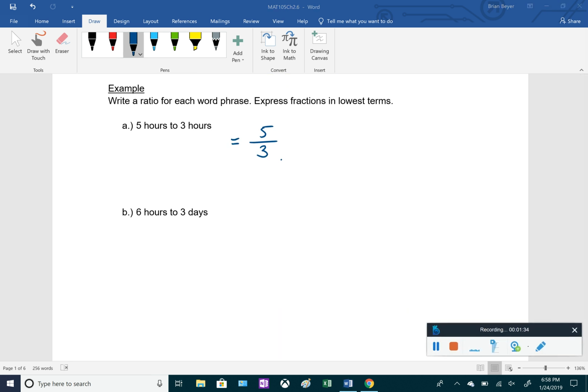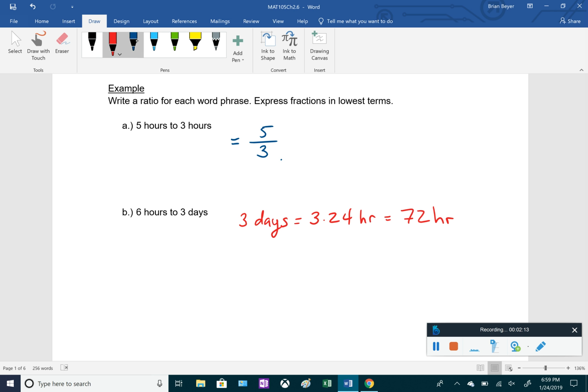For the next one, we have 6 hours to 3 days. This time we need to get either hours into days units or days into hours. It's going to be a little bit cleaner if we rewrite 3 days into hours. There are 24 hours in one day, so we're just going to multiply 24 hours times 3. So 3 days is equivalent to 72 hours.